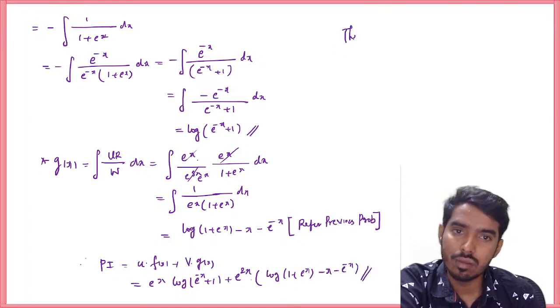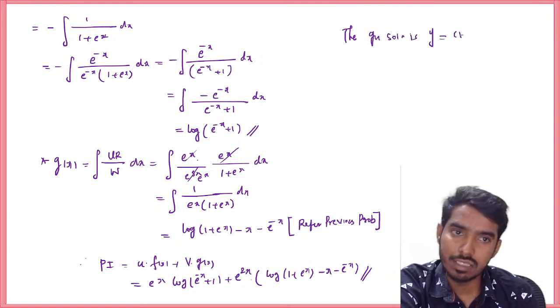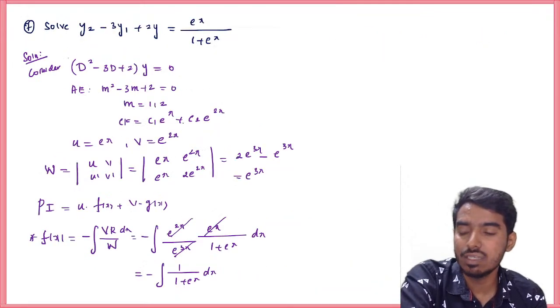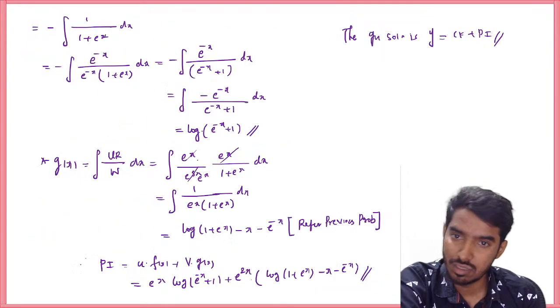So therefore, the general solution is y is equal to CF plus PI. So add up CF and PI, right? CF is c1 e power x plus c2 e power minus x. We move on to the 8th problem.